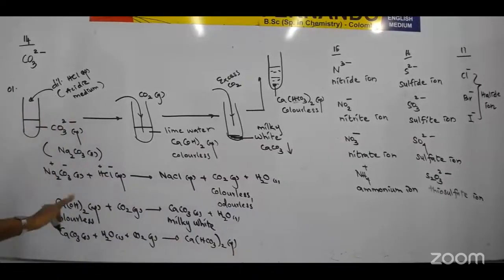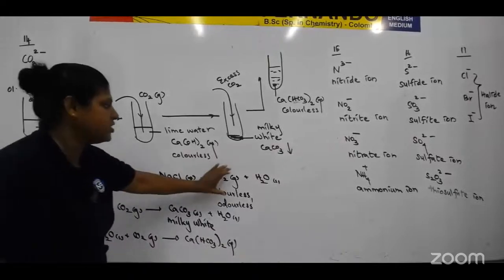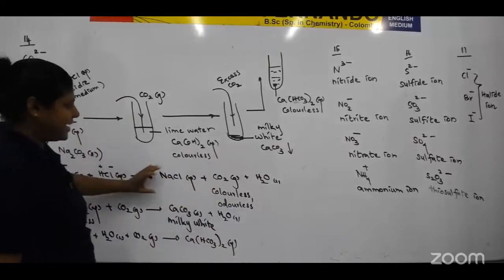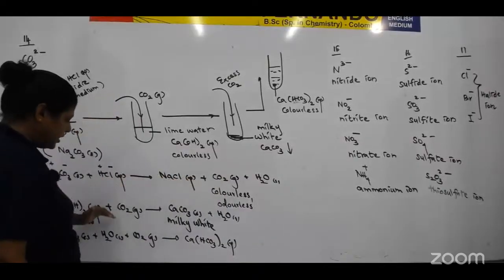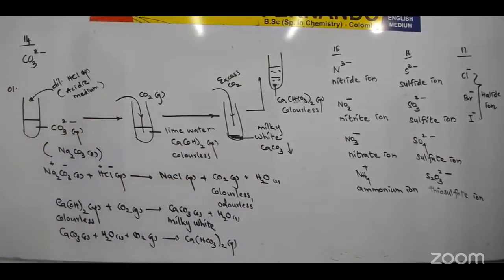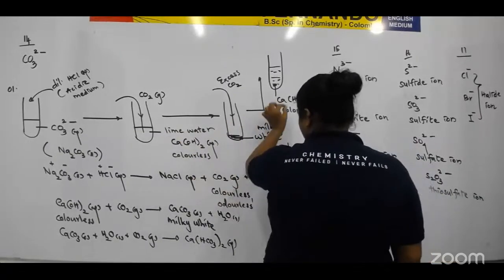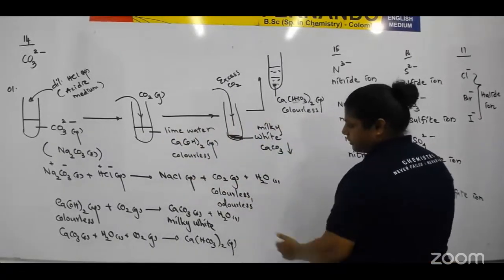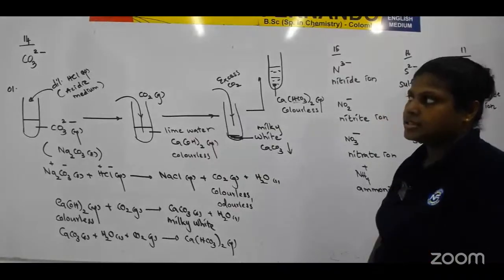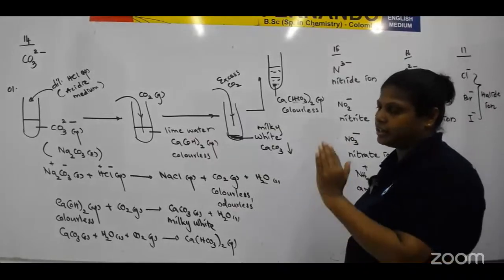The same test is repeated for the other also. It's the same thing, only the first reaction changes. Other steps remain constant to identify both carbonate and bicarbonate. Please write down the flow chart, flow diagram and write the relevant reactions. This is the first test to identify the carbonate ion.